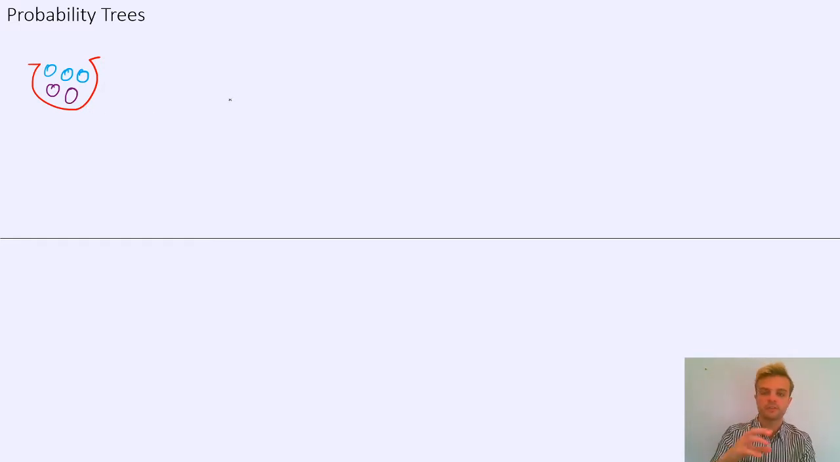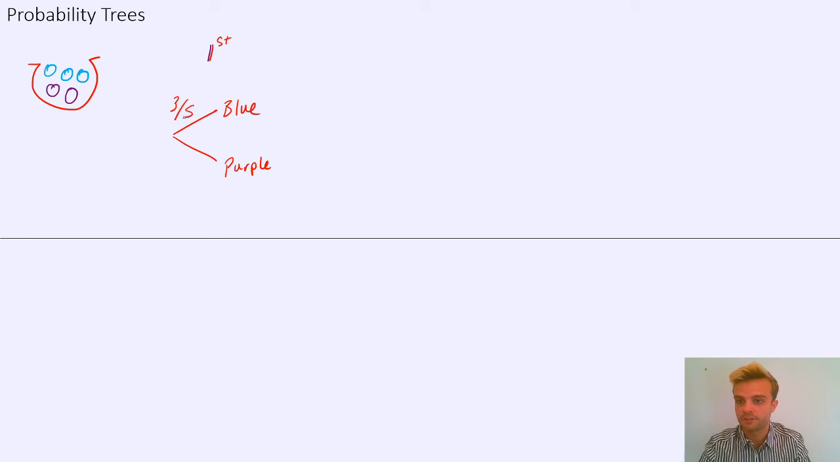Now, what I'm going to do is take a ball out of that bag, look at the colour, put it back in the bag, and then pick another one. So let's start with our first pick. It can be either blue or purple. And the probability that it's blue is 3/5, because there are 3 blue balls out of 5. And the probability that it's purple is 2/5, because there are 2 purple balls out of 5.